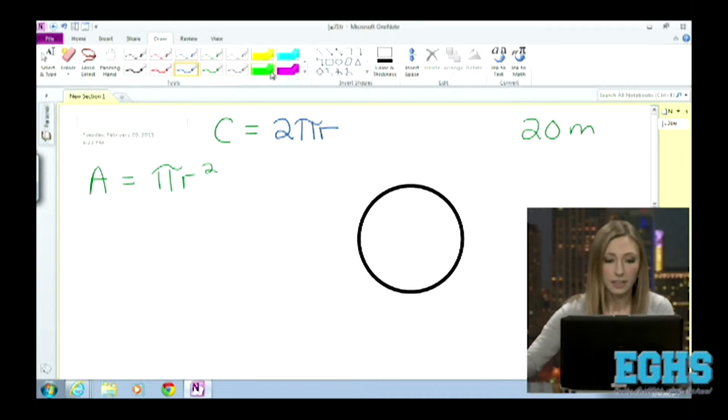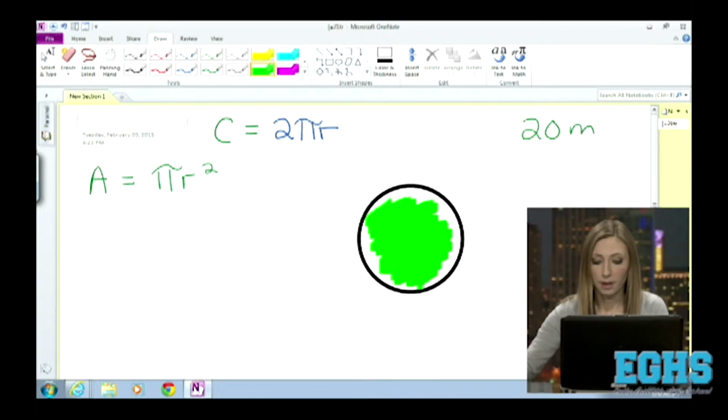The area is talking about, and I'm going to shade it, the amount of space on the inside of the circle. So they're measuring two different things. First, we have to use the formula for circumference to find out what the radius is.